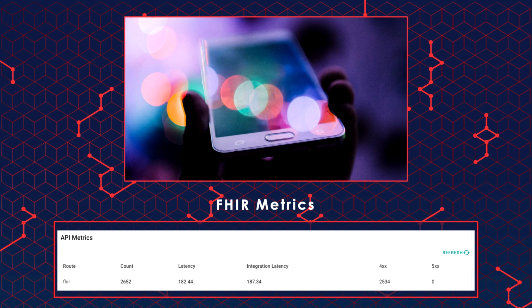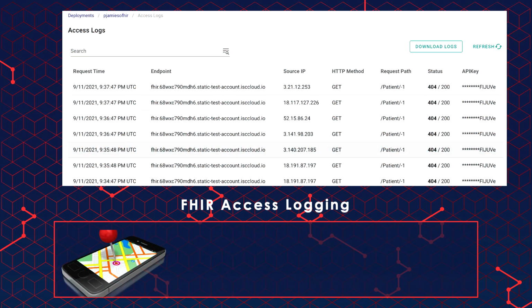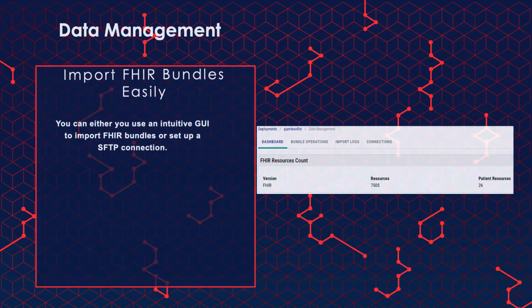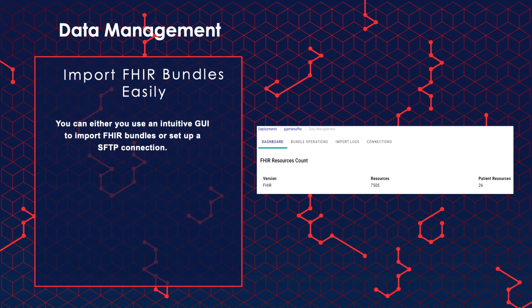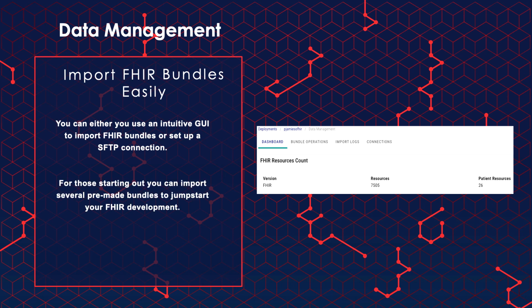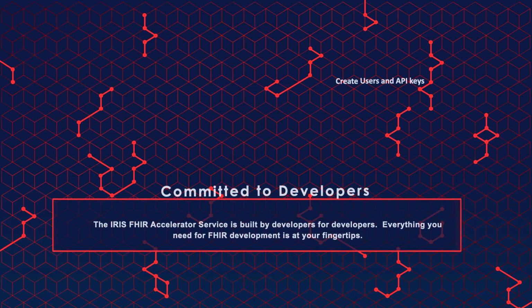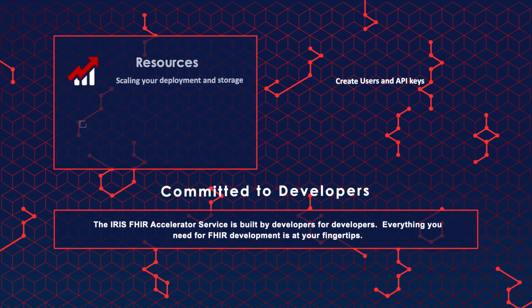We have complete transparency for FHIR metrics, so you can see the latency, the errors in the request, and others. We have access logging that allows you to understand where your FHIR requests are coming from. We make it very easy to import FHIR bundles. You could do this either using a GUI or SFTP, and we also have pre-made bundles so that you don't have to generate synthetic data yourself.